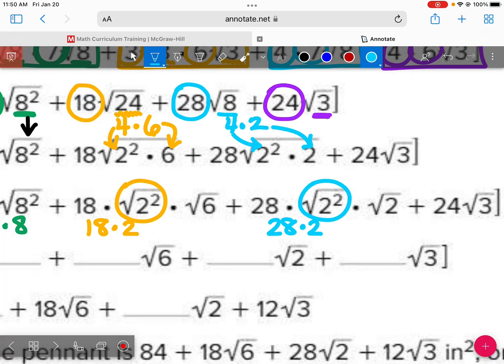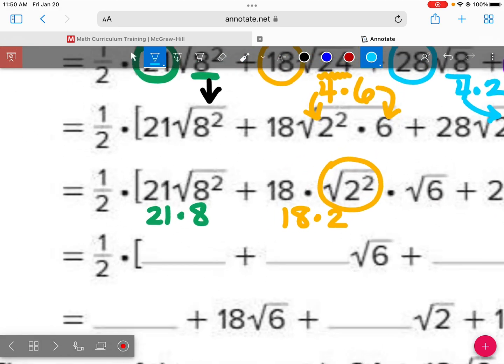Did they break down that last square root at all? No, why not? Why didn't they simplify the very last square root? Already fully simplified. What is my very last radicand? 3. How does 3 break down? It doesn't. It's just 3 times 1.